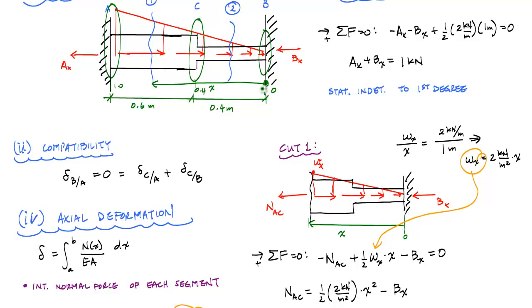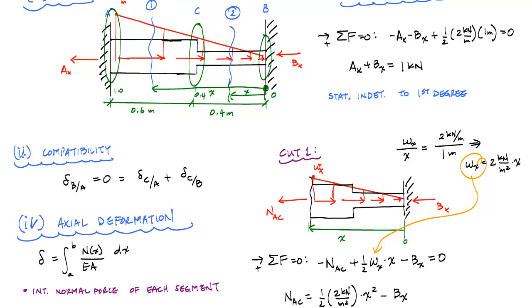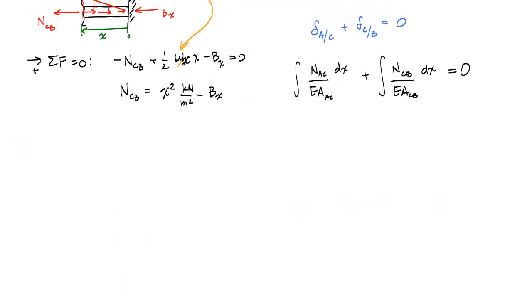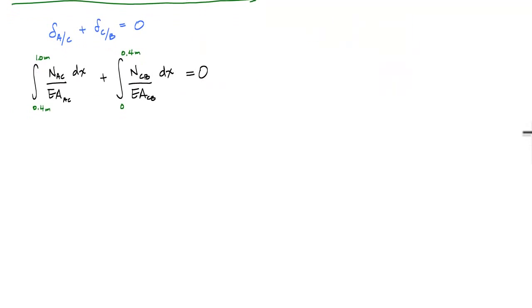Whereas for my second cut, x was to here, this line right here, this was x, and that would go from 0 to 0.4 for segment BC. And therefore, the bounds of my integral are from 0.4 meters to 1 meter, and from 0 meters to 0.4 meters. And now I integrate this whole business, and I'm going to do that solving over here. Let's give myself some space. And I'm just going to substitute for the definitions that I know. So I'm just going to say this whole thing when I substitute the normal forces.